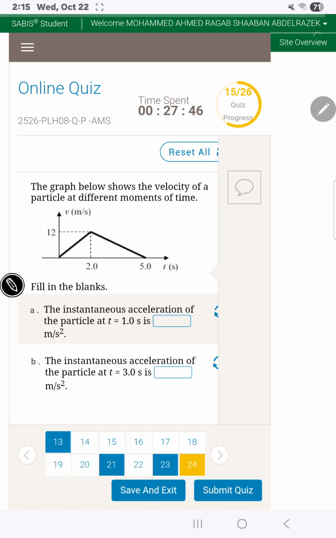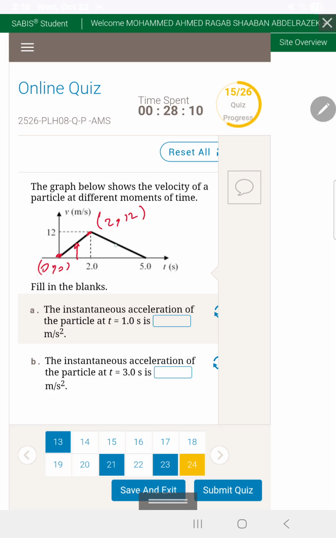Last question now. The graph below shows the velocity of a particle at different moments of time. The instantaneous acceleration of the particle at t equal 1 second is what? At t equal 1 means here. So you have to find the slope of this line. Take any 2 points on the line, like 2, 12 and 0, 0. Then find the slope. 12 minus 0 over 2 minus 0, it would be 6. So instantaneous acceleration at t equal 1 is 6 meters per second squared.